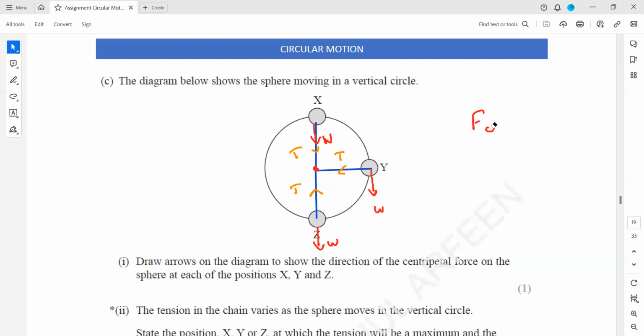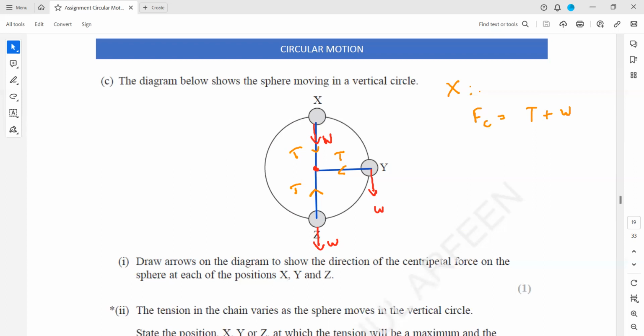So at point X, if we want to write an equation, because centripetal force is a force which is directed toward the center. So the force which is directed toward the center, that is tension plus weight. So weight is also directed towards the center according to position X. So it means we don't have to apply too much tension. The tension will be minimum at this point.